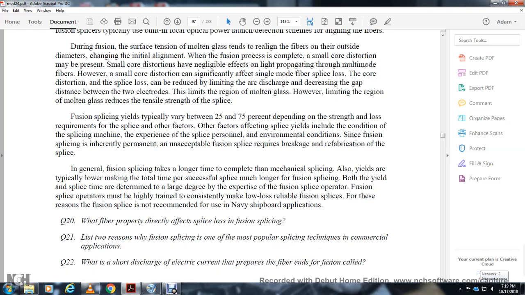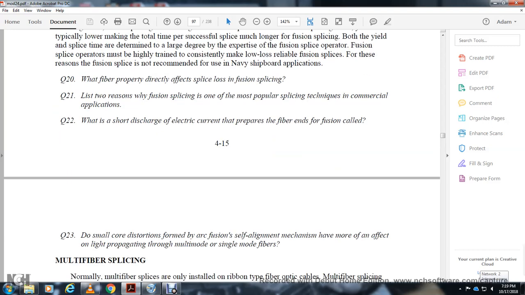In general, fusion splicing takes a longer time to complete, and the yields are typically lower than mechanical splicing, making the total time per successful splice much longer for fusion splicing. Both yield and splice time are determined to a large degree by operator expertise. Fusion splice operators must be highly trained to efficiently and consistently make reliable fusion splices. For these reasons, fusion splicing is not recommended in Navy shipboard applications.